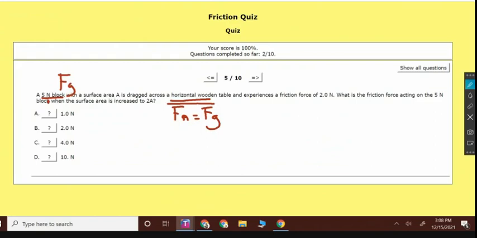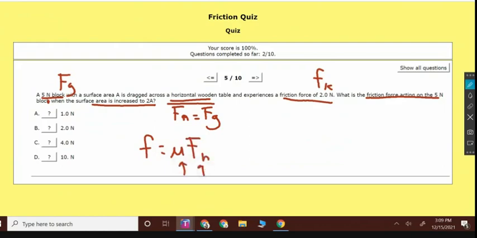I'll give you the typical question. It experiences a force of friction. That's little f. What kind? Well, it's sliding, right? It's not starting. What is the friction force acting on the block when it's increased to 2A? You know what that is? That's a trick question. Why is that a trick question? Did you change the roughness? Did you change the weight? No. It's a trick question. It remains the same. It's still 2 newtons.